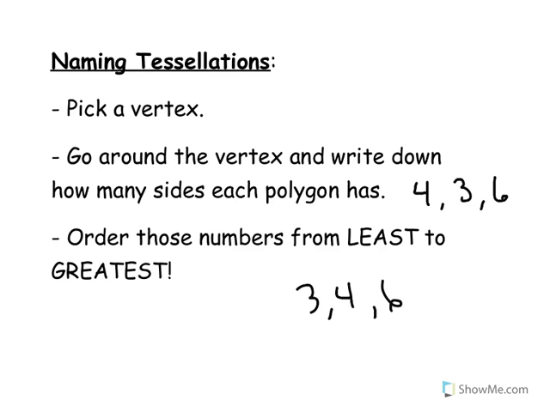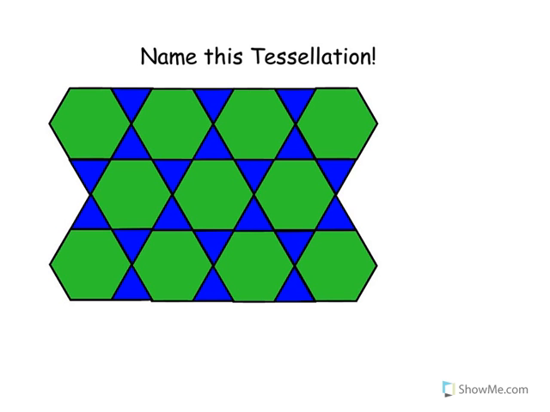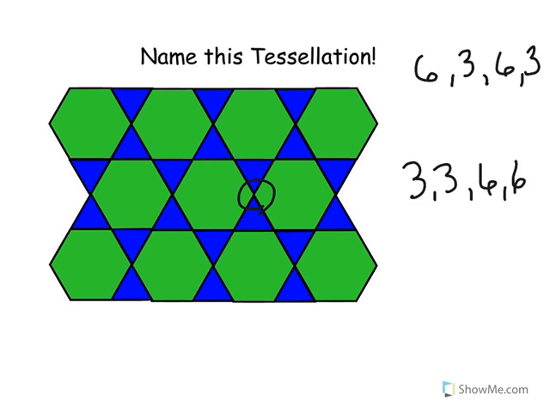Please take a moment to copy down everything that you see on this page now. Pause the video. Alright, so this is the tessellation we saw earlier. Let's take a minute and walk through our steps. Step 1, pick a vertex. Step 2, write down the shapes, the number of sides for each shape that you see. I see a hexagon, triangle, hexagon, triangle. And then my last step, put them in order. So that would be 3, 3, 6, 6. So this would be a 3, 3, 6, 6 tessellation.